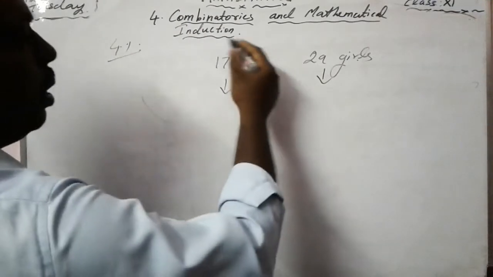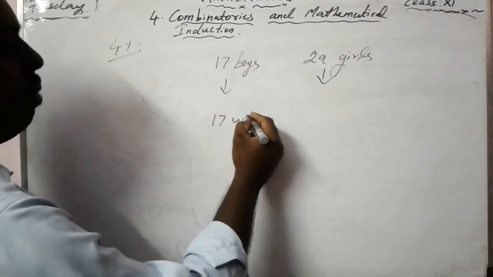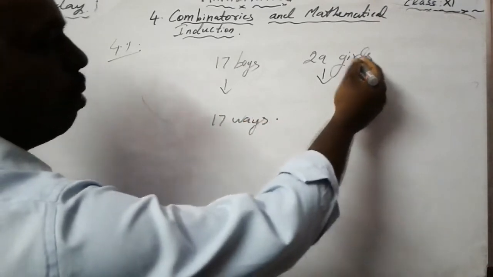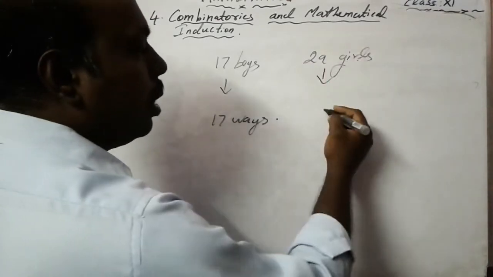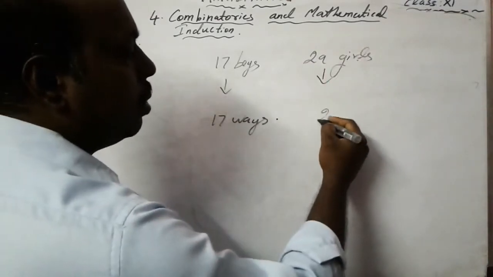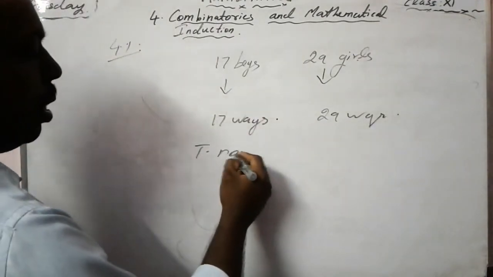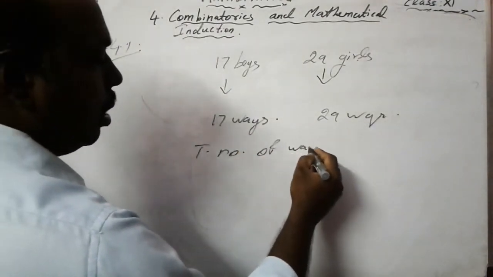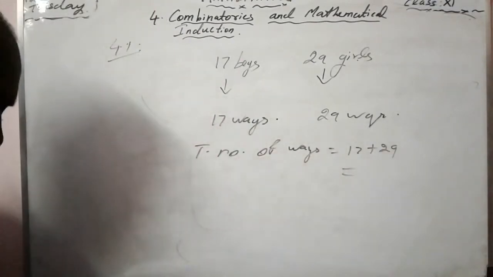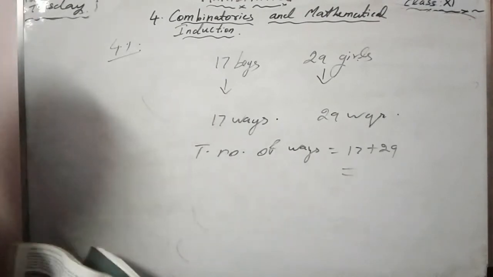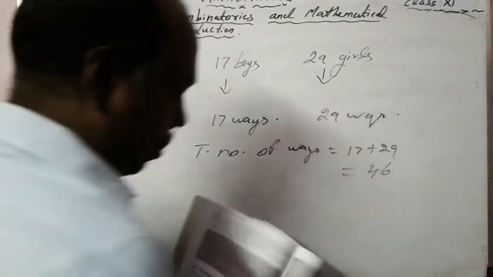So out of 17 boys, if we select one boy, that means 17 ways we can select. Am I right? Out of 29 girls, one girl we have to select. So how many ways? 29 ways. So the total number of ways equals 17 plus 29. That you have to add. So 17 plus 29 equals 46.